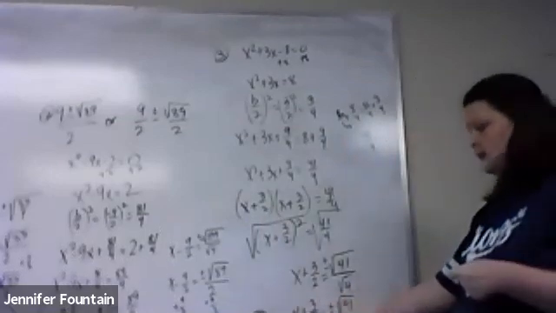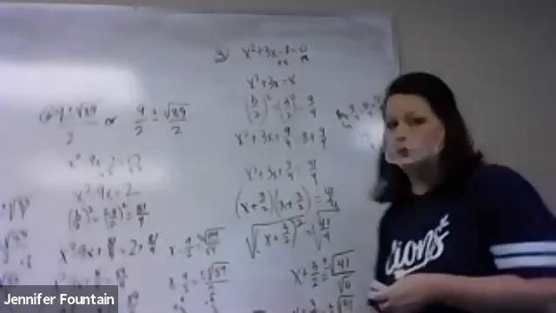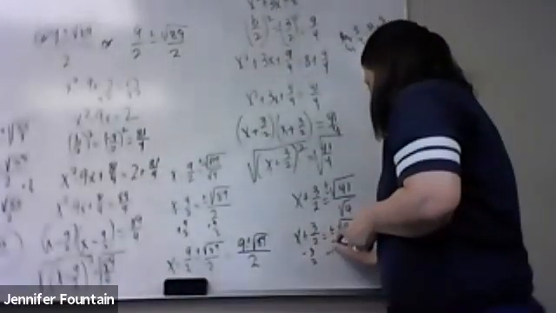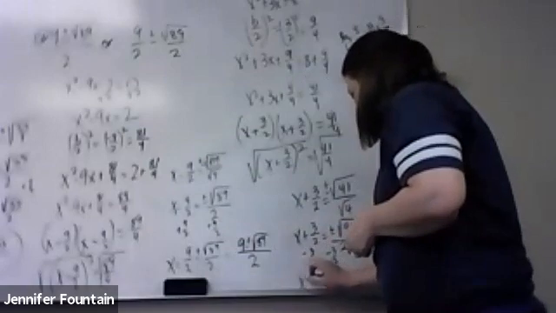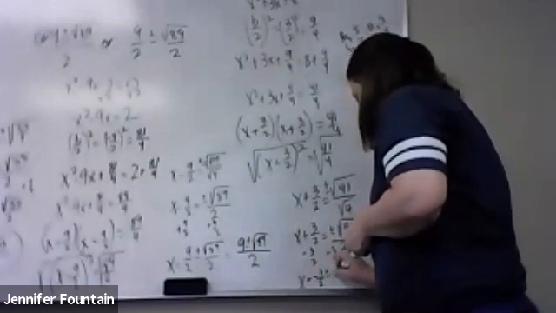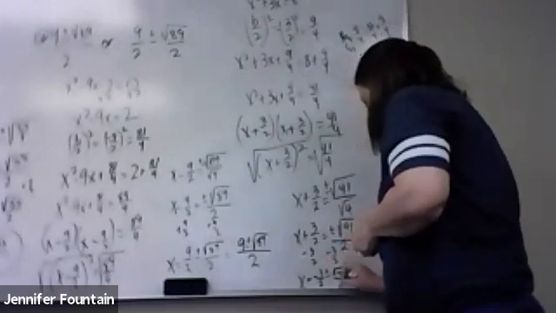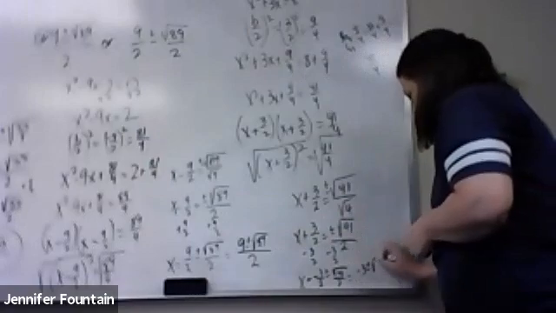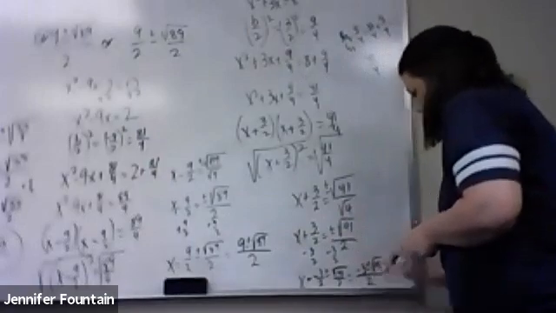I need to move my 3 halves. It is positive, so I move it by subtracting. Subtract 3 halves from each side. And x is equal to negative 3 halves plus or minus the square root of 41 over 2, which also equals negative 3 plus or minus the square root of 41 all over 2.